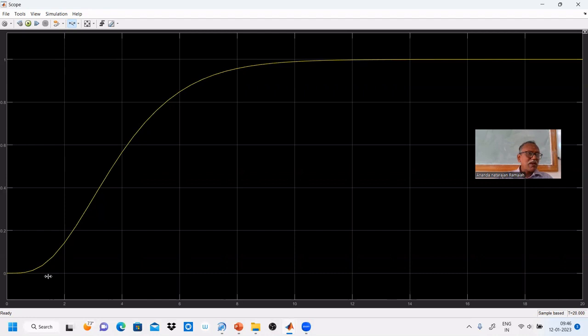Gain is unity, because where did it settle finally? It settled at 1. What is the input given? How much input is given? 1. Therefore, change in output by change in input, 1 by 1, equals 1. Kp equals 1. Therefore, the model of the process is G of S, which is 1 by (S plus 1) to the power 4.